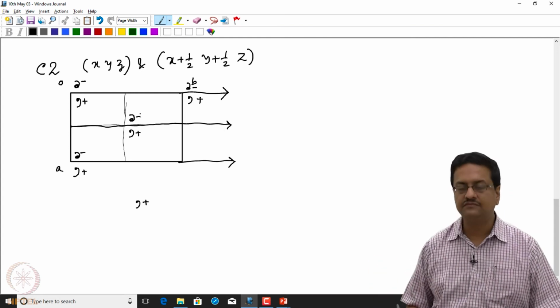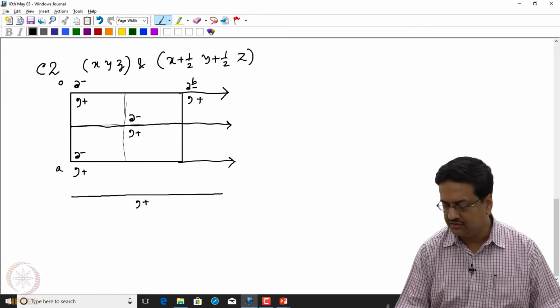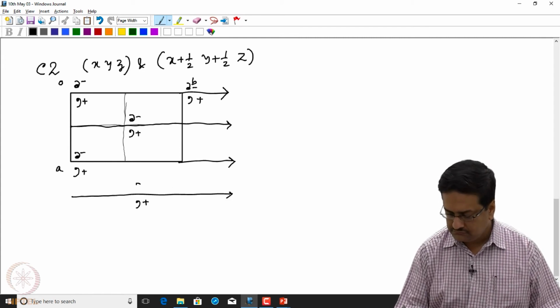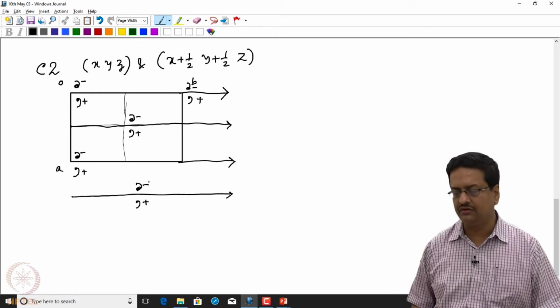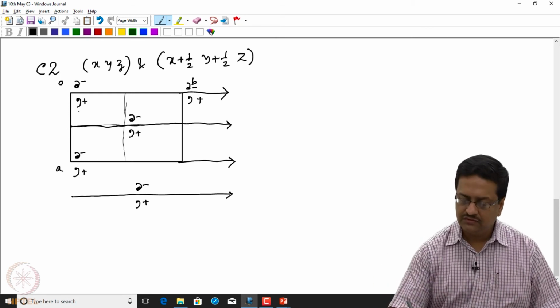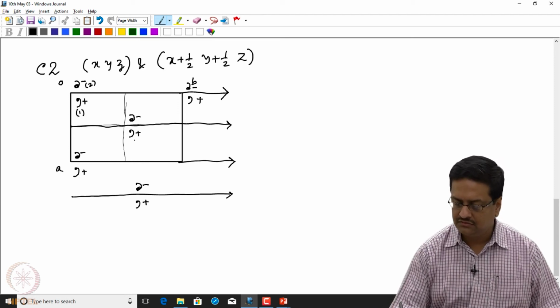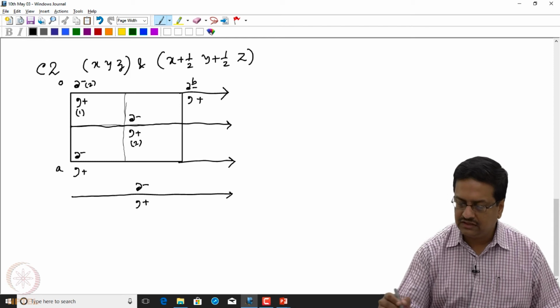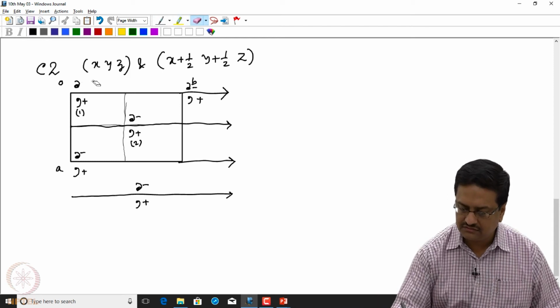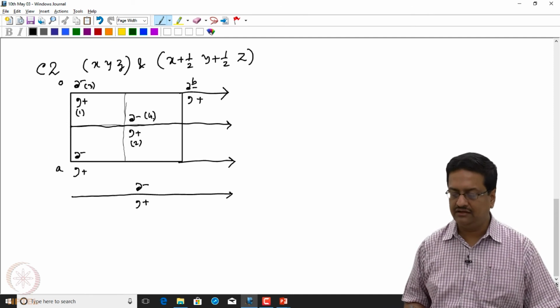So this becomes the mirror image, the twofold rotated object, and this is the twofold rotated object here. So now if I write this as point number 1, that as 2, and the other one as 3 and this as 4, we have 4 equivalent points.